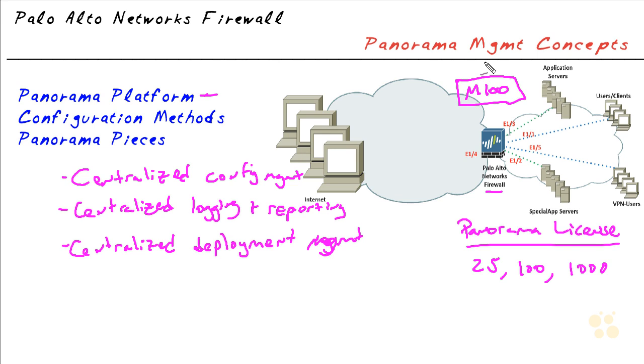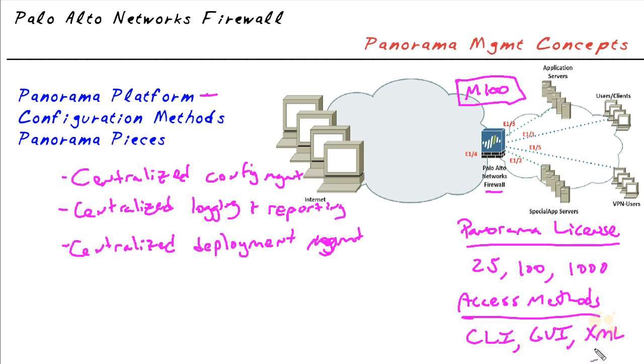We can support file shares, so we can work with a SAN or a NAS or something like that, if we need file shares over 2 terabytes. We can do NFS for logging, all sorts of cool things in there. For access methods, we have the standard ones: CLI, kind of the easy one, our GUI, which is HTTP, and we also have an XML API. So we have lots of different ways to interface with this management software.